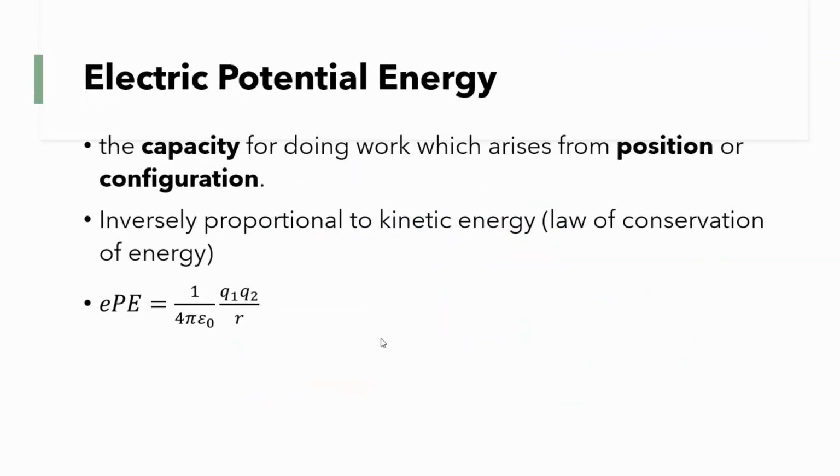Next is electric potential energy, the capacity for doing work which arises from position or configuration. So, ayan. It's inversely proportional to kinetic energy, which is derived from the law of conservation of energy. Kasi nga, diba, habang gumagalaw ka, tumataas yung kinetic energy mo and bumababa yung potential energy mo. So, ayan. It's given from the formula kQQ over r. Nakadepende yan sa charge ng dalawang particles and sa distance between them.